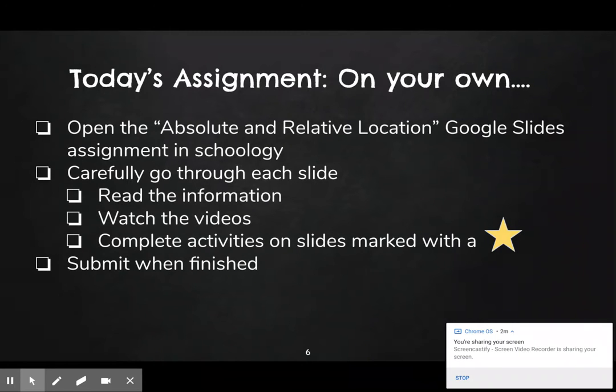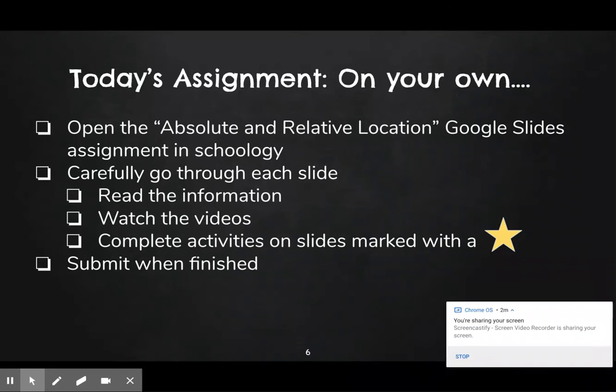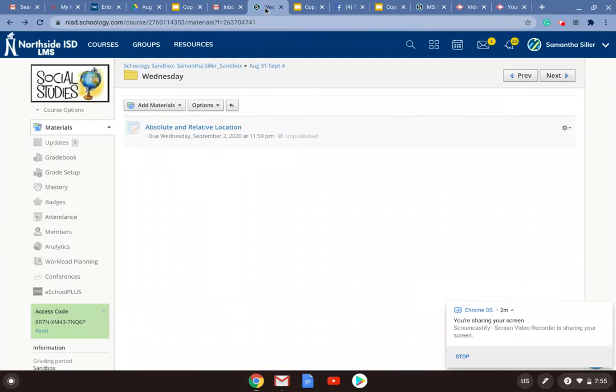So today's assignment, on your own, you're going to open up the absolute and relative Google Slides assignment. Make sure you read through each slide carefully, read the information, watch the videos, and complete the activities. And then you'll submit when finished. I'm going to show you that in Schoology.